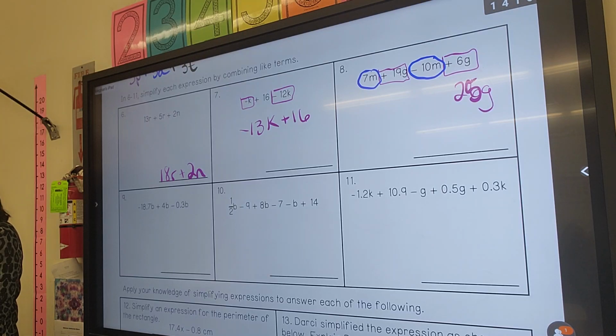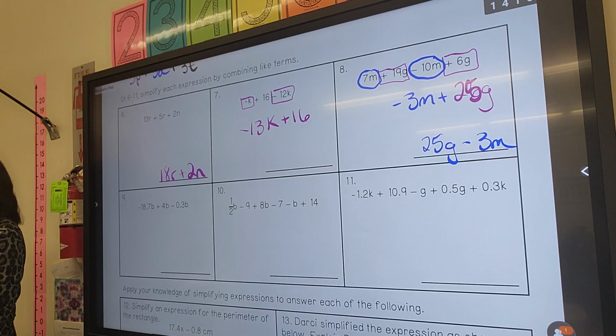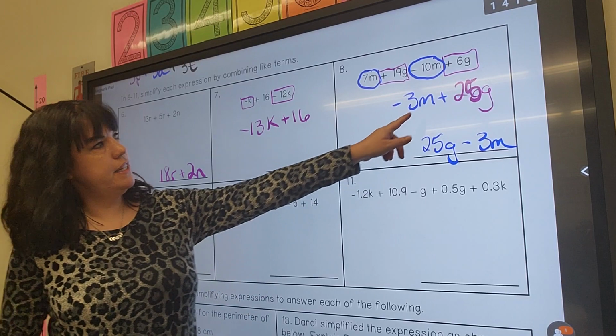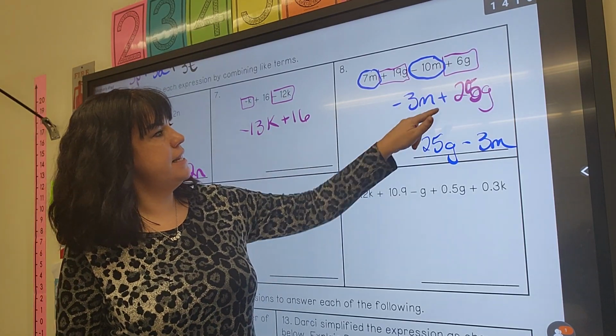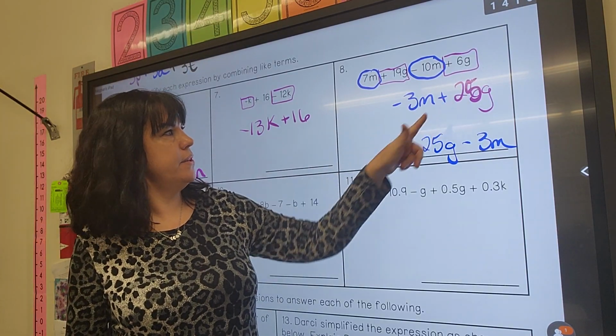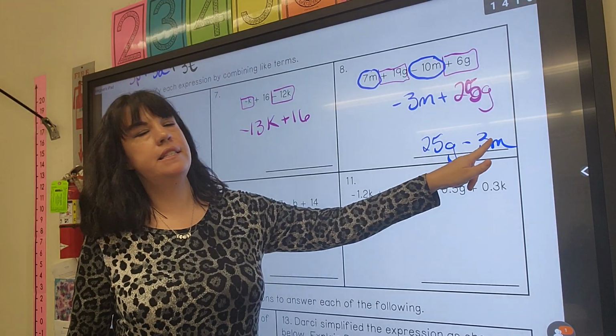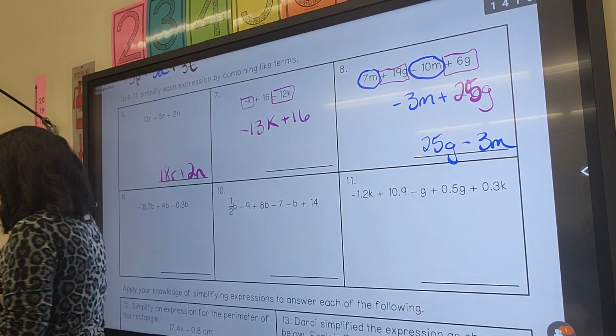Yeah, that's right, good. So negative 3M plus 25G. You could also have that written as 25G minus 3M. They both are the same, they're both equivalent. As long as you can see that the 25G is positive and the 3M is negative, you can write it like this, or you can write it as 25G minus 3M. They mean the same thing.